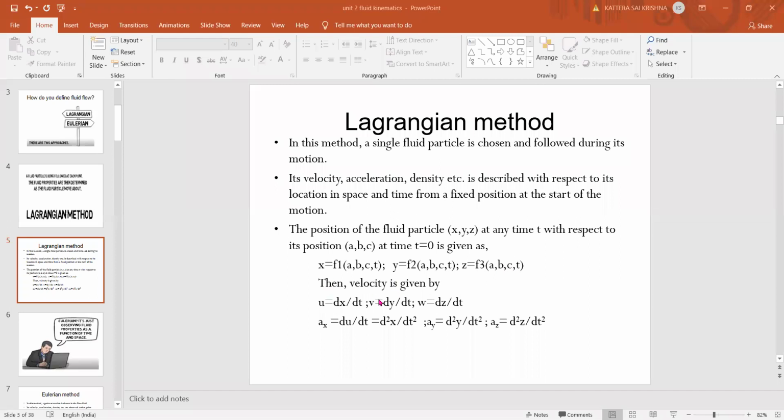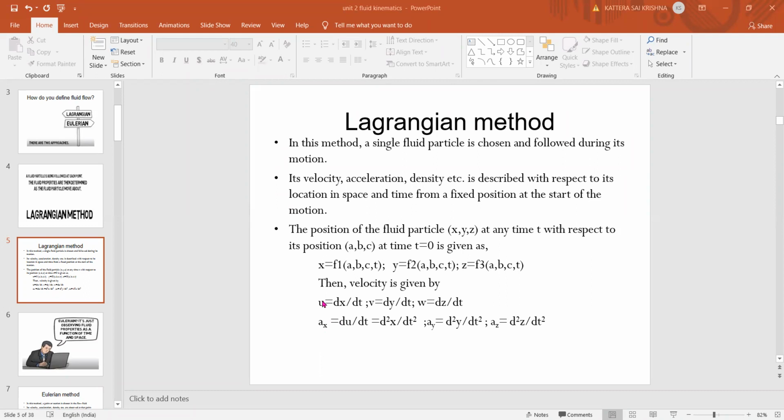So the velocity is given by, in x direction, u equal to dx by dt. With respect to time, we will find the velocity. Similarly, in y direction, v, in z direction, it is w. This is how to find the velocity. Next, ax is acceleration in the x direction. If you know velocity, we can find acceleration. Change of velocity with respect to time is called acceleration.